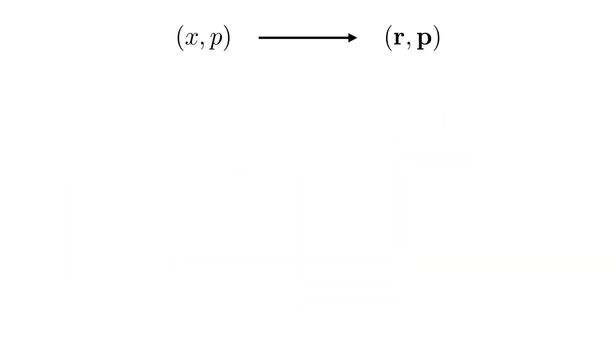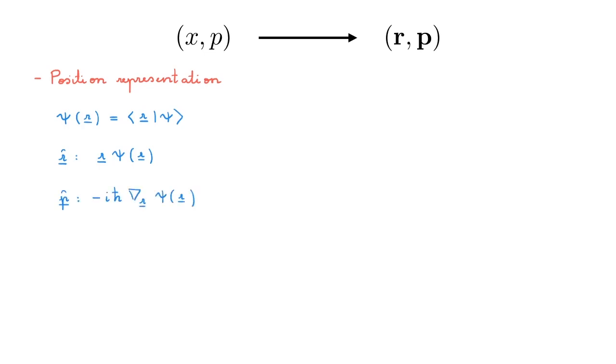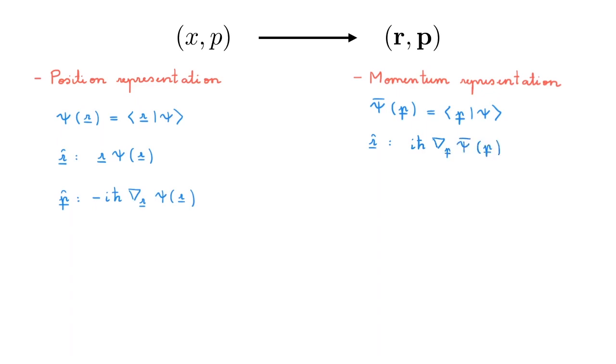Before concluding, I want to generalize these results to three dimensions. So we start with the position representation, where the wave function psi of r is equal to the projection of psi on r. And in the position representation, the action of the position operator simply multiplies the wave function by r, whereas the action of the momentum operator is such that it calculates the gradient of the wave function with respect to r. The same thing carries through in the momentum representation, where the momentum wave function psi bar of p is equal to the projection of the state psi on the basis p. The action of the position operator calculates the gradient of the wave function with respect to p, and the action of the momentum operator simply multiplies the wave function by p.